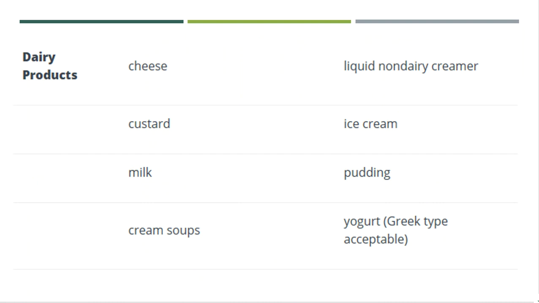Dairy products. Also up on the screen, very high phosphate content. Cheeses, custards, milks, creamed soups, yogurts, puddings, ice cream, liquid non-dairy creamers. All of those have extremely high levels of phosphate that can be found in them. Those are all the good things. All the good things are kind of bad for you. That's the fact of life.